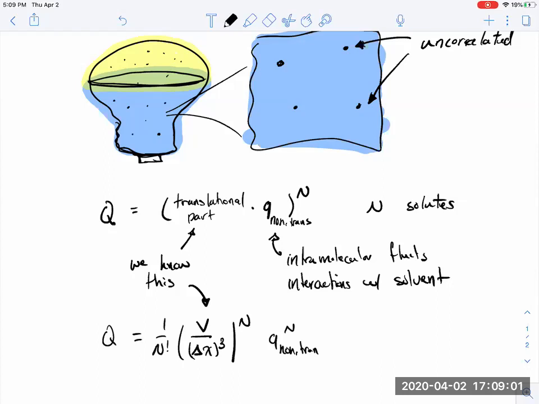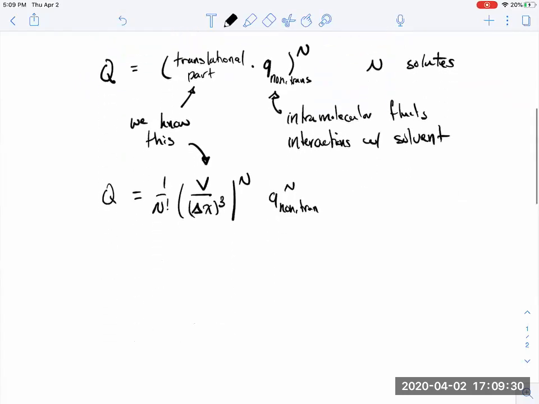So we have just, in some sense, solved for the partition function of a pretty complicated situation, a bunch of n solutes in a solution. And we factorized it into a part which is simple to count, places we can arrange solutes in a volume V, and a piece that might be hard, all those intramolecular fluctuations and interactions with the solvent. But immediately there's a consequence of this specific form of the partition function.